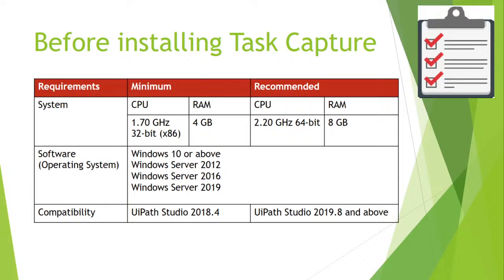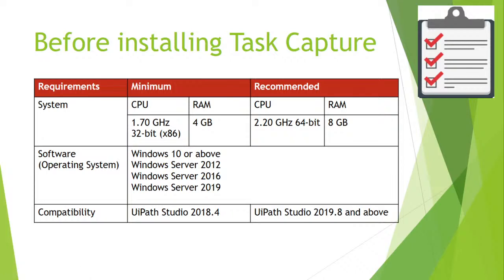When I talk about system requirements, basically for every application there will be minimum system requirements to install. So coming to Task Capture, CPU must be 1.7 gigahertz and it must be a 32-bit system, and we must have 4 GB of RAM. These are the recommended: 2.2 gigahertz with 64-bit, and RAM must be 8 GB. As for software, it basically works on Windows servers. All varieties are listed here.